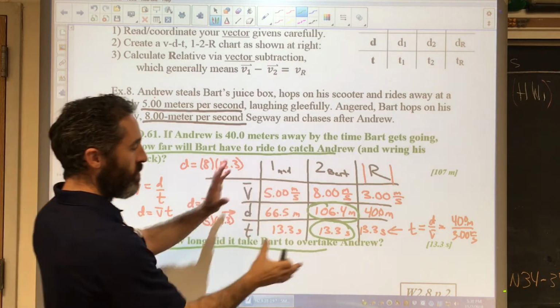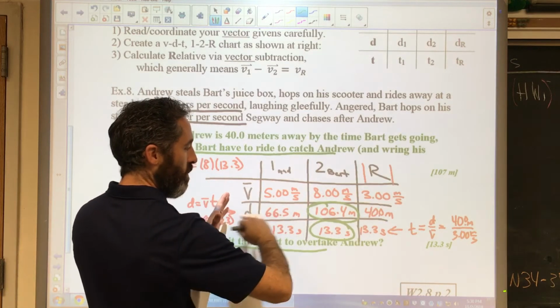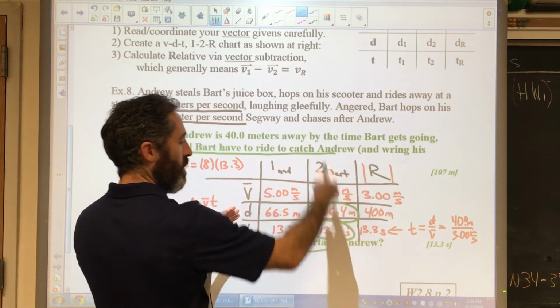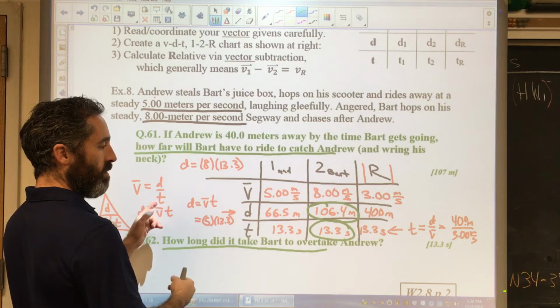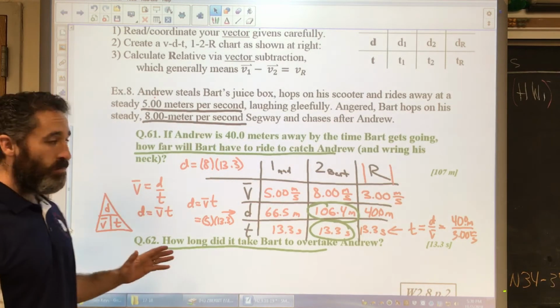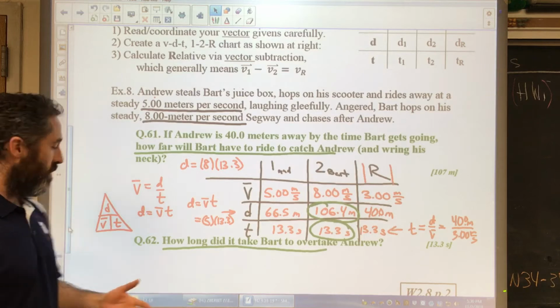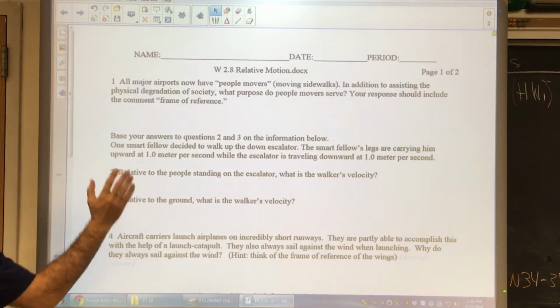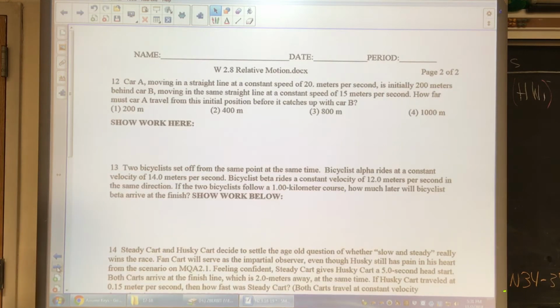But if you work with this chart, start filling in to get the relatives across, and then start working the verticals with V bar equals D over T, you can actually get everything. So at this point, I'm going to jump over to W2.8, not page 1. Here's page 1. You should be okay with that. I'm going to jump over to page 2.